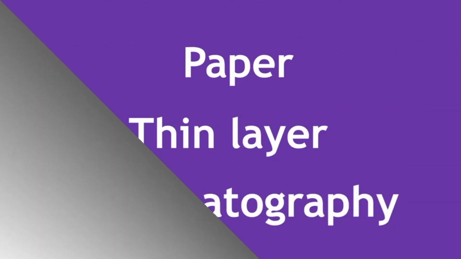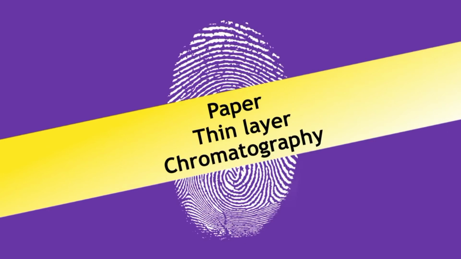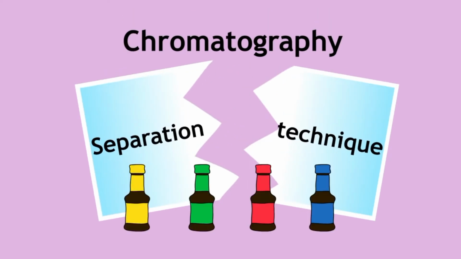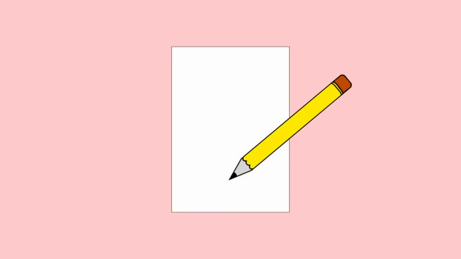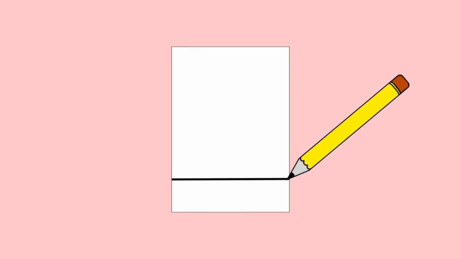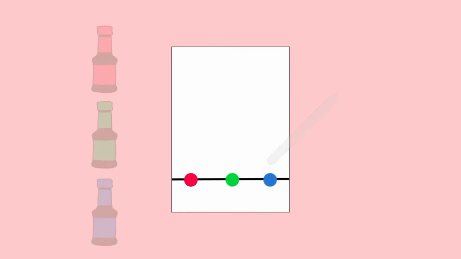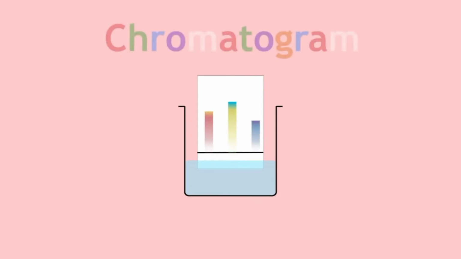Paper and thin layer chromatography, both of which are used in forensic science applications. Chromatography is a separation technique, and this will be demonstrated using food coloring. Using a pencil, draw a line at the bottom of a strip of chromatography paper. Dab a small spot of red food coloring on the pencil line and repeat with green and blue food coloring. Place this in a beaker with water, ensuring that the water level does not touch the spots. As the water is absorbed, it separates the multiple components of the food coloring. We have now created a chromatogram.